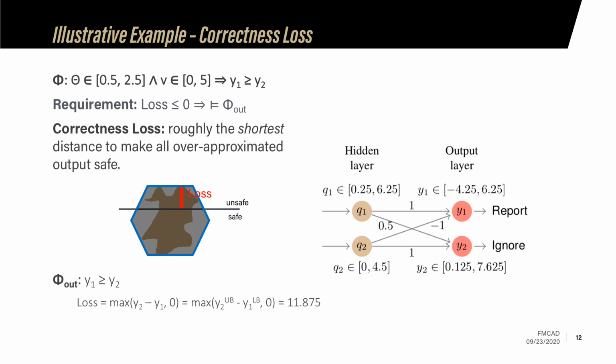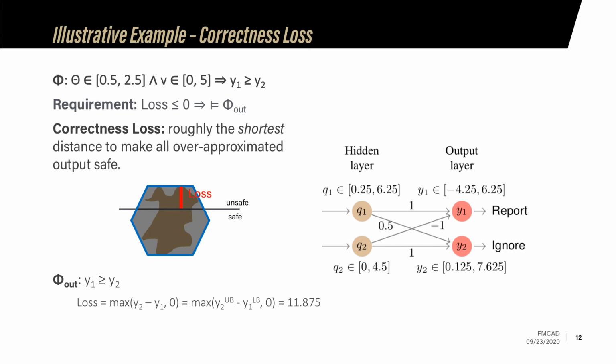Coming back to the example, for phi out, to ensure that when the loss is less than or equal to 0, y1 is always greater than or equal to y2 is guaranteed, we can define the loss function to be first computing y2 minus y1, and then applying the ReLU function here. Essentially, it conveys the idea that even the largest possible value of y2 is still smaller than any possible value of y1. If this is the case, we can entail that when the loss is less than or equal to 0, phi out always holds.